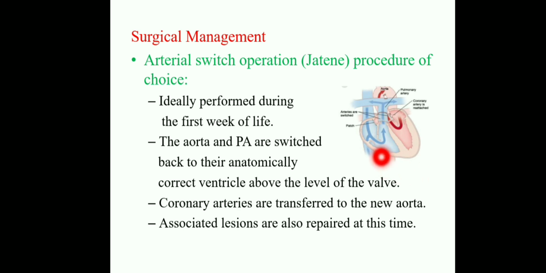Actually the pulmonary artery is arising from the right ventricle and the aorta is arising from the left ventricle, but it is transposition that is there. So you should replace the aorta, stitched to its normal, that is anatomical, place. So the aorta is placed on the left ventricle and the pulmonary artery is placed on the right ventricle. So the right ventricle correction above the levels of the valves should be corrected, and coronary arteries are transferred to the new aorta, and associated lesions are also repaired at this time.